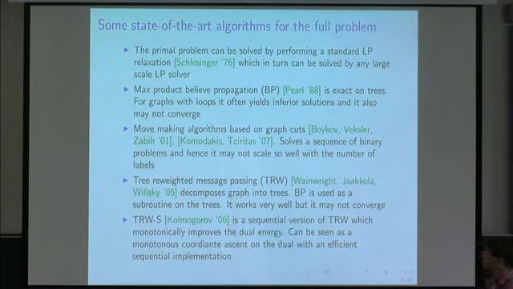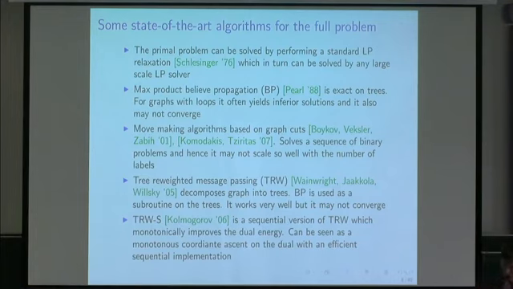Then there's a whole class of so-called move-making algorithms that have been popularized by Yuri, by Vladimir, by Olga, and co-workers. And the idea of those algorithms is you solve a sequence of simpler binary problems, and the sequence of binary problems is supposed to monotonically decrease your energy in the primal problem. If you have relatively few labels, this works very well. For example, for the Potts model, it really works well. But here in stereo, we deal usually with 300 labels, or in optical flow, even more labels, and then it may not scale so well with such a large number of labels.